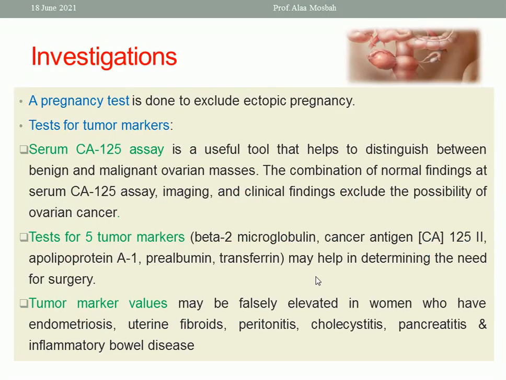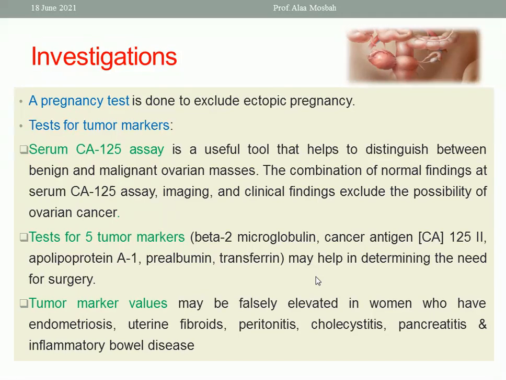What investigations are needed? Simply, you should do a pregnancy test to exclude ectopic pregnancy first. You can do a tumor marker like CA125, which is the commonest one because it is related to epithelial ovarian tumor, which is the commonest one. So if you will ask for one tumor marker, ask for CA125.